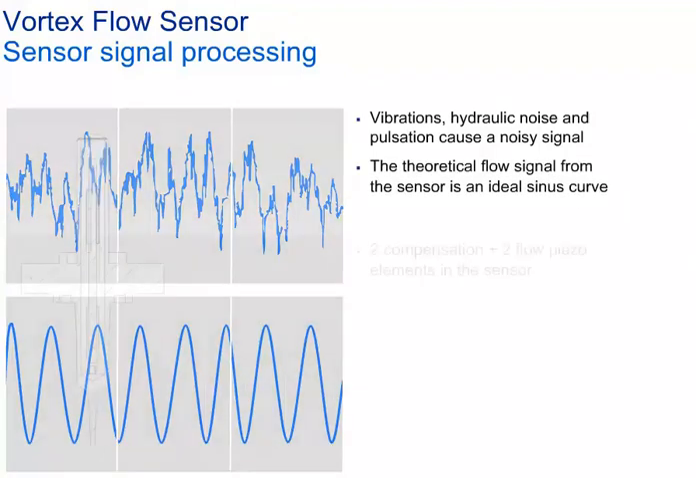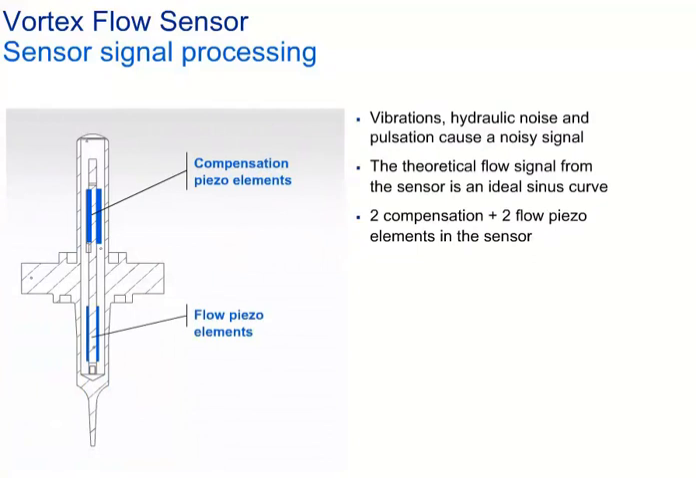signal. To achieve this, ABB implemented two compensation piezo elements in the sensor, in addition to the two flow piezo elements. The compensation piezo elements measure only the pipe vibration, whereas the flow piezo elements measure the flow signal plus the vibrations. The isolated flow signal is the signal from the flow piezo elements minus the signal from the compensation piezo elements. This makes the system ideally balanced and enables the transmitter to compensate effects from pipe vibrations. Furthermore, the PT100 is provided for temperature measurement for compensation purposes.